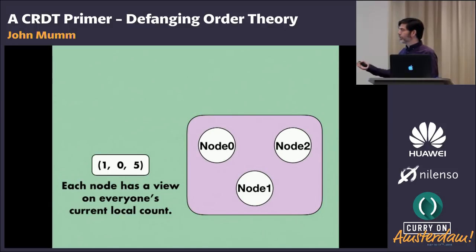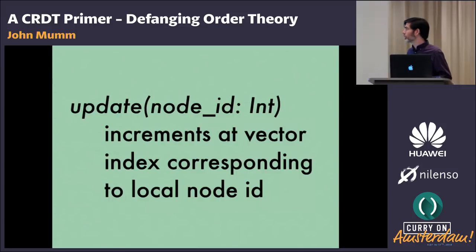And then each node is going to have a view on everyone's local count, right? So if your node has 105, that means you believe that increment was called once at node 0, 0 times at node 1, and 5 times at node 2. And then these beliefs might not be in sync, but that's the whole idea of the CRDT, is to allow this to asynchronously come together.